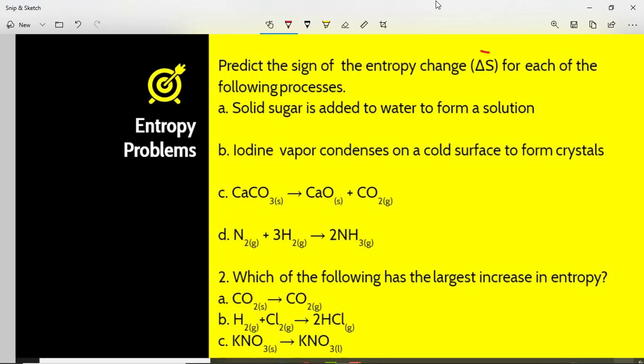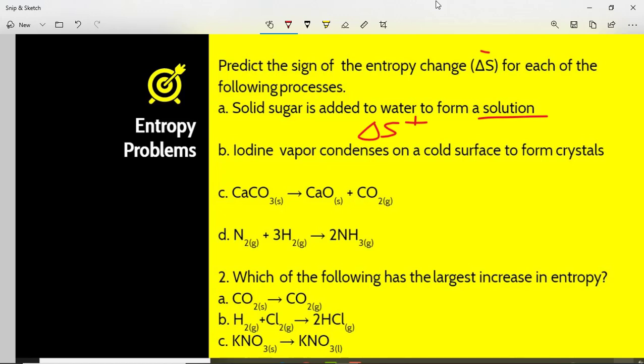So let's start with number 1A. Solid sugar is added to water to form a solution. Well, we talked about this solution formation. Anytime we dissolve something, delta S is going to be positive, right? Because there's more disorder in the system that we're looking at. Those sugar molecules are now dispersed throughout the solution, so therefore entropy increases.